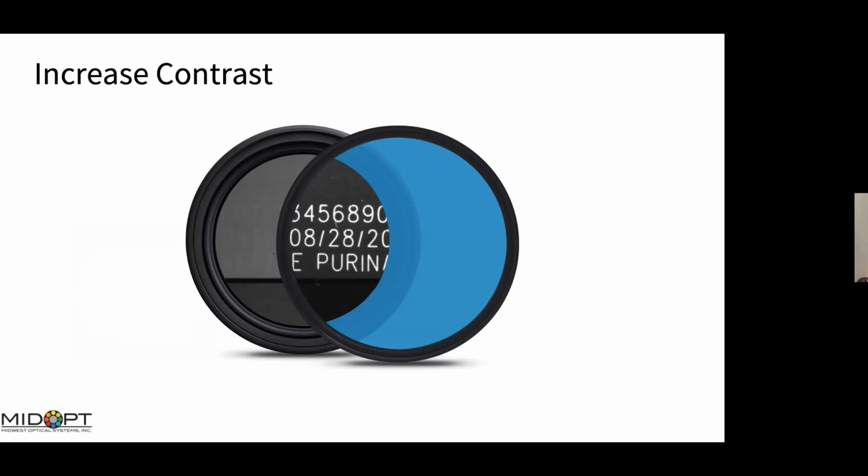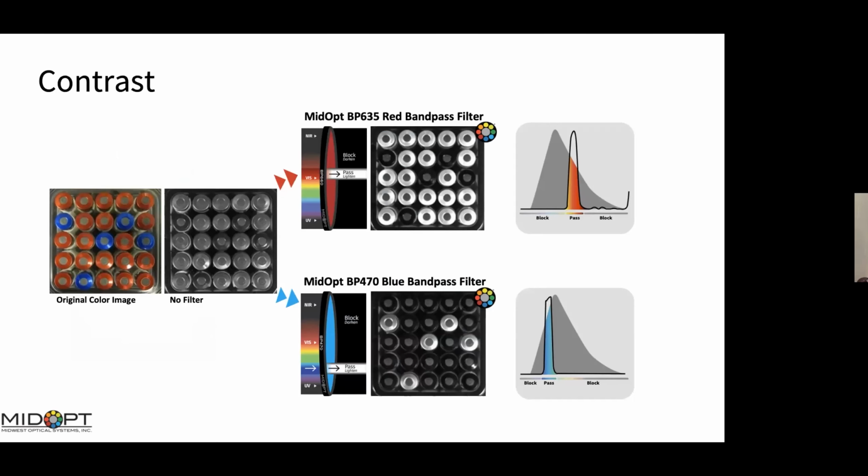I mentioned how filters can help with contrast. And typically with machine vision, contrast is the name of the game. You're trying to create contrast so that your system has an easier time picking something out from the background or telling two colors apart, reading a barcode. You're trying to create contrast so the system can read something.